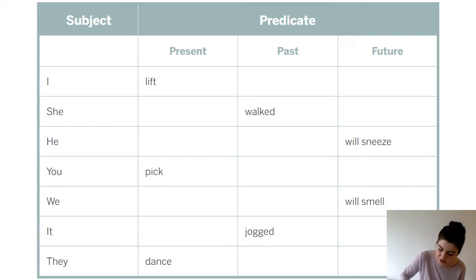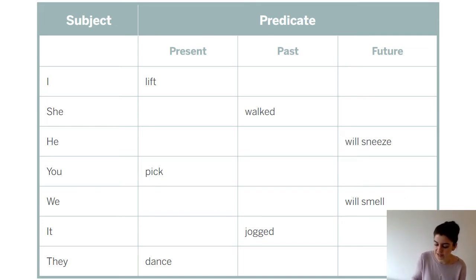This one works a little funny since it already ends with a letter E. When we write the past tense of sneeze, we only have to add the letter D. And we get sneezed. He sneezed yesterday.